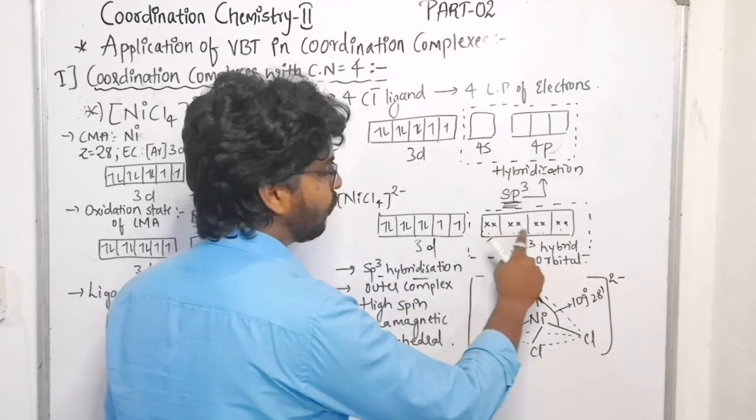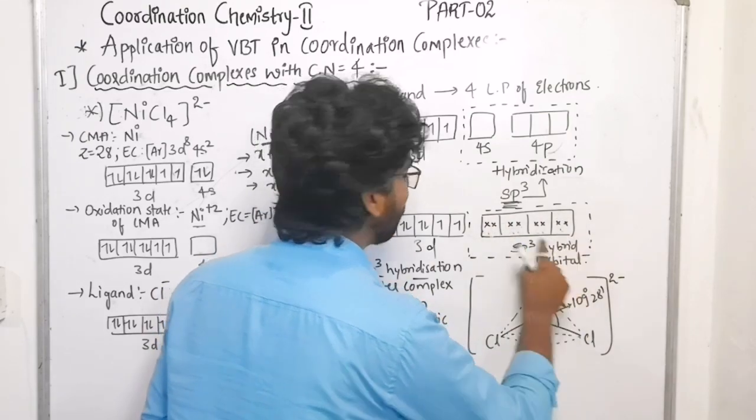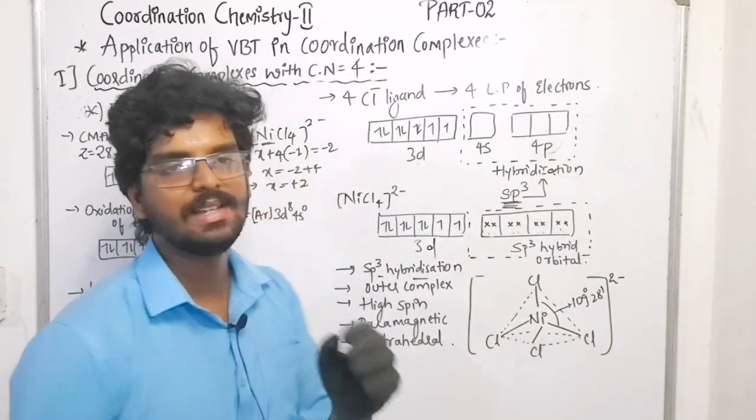See here 1 2 3 4, these are what? sp3 hybrid orbitals. All these are having the same energy, while the 3d remains as such only.